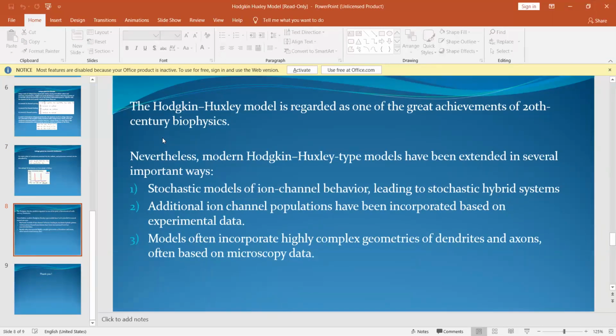And the last part: the Hodgkin-Huxley model is regarded as one of the great achievements of 20th century biophysics. Nevertheless, modern Hodgkin-Huxley type models have been extended in several important ways. There are three parts.